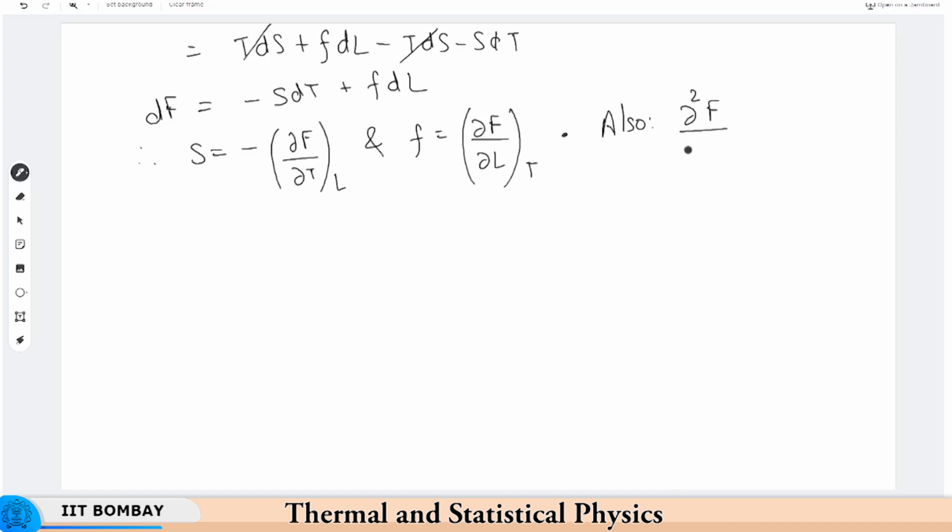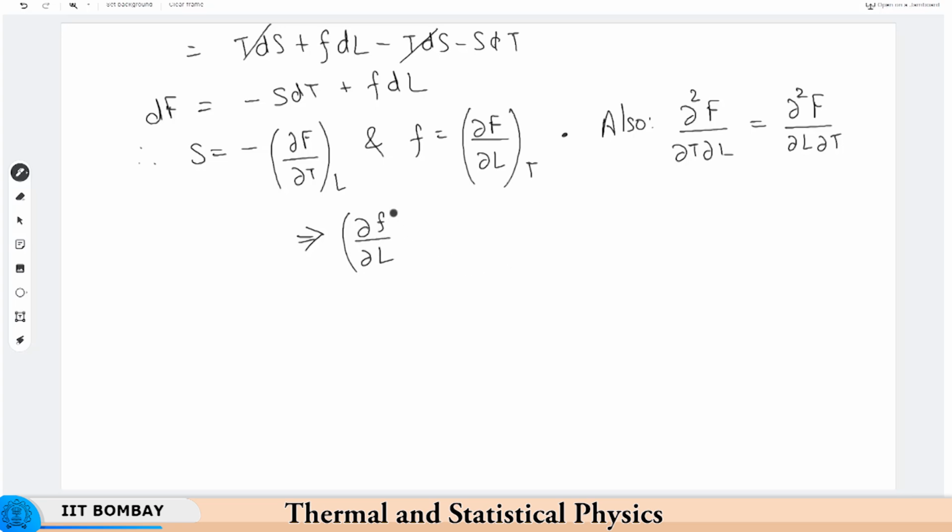the second derivatives with respect to its two natural variables, T and L, are equal: del squared F by del T del L equals del squared F by del L del T. Now I will split this into two. So, this is del by del T of del F by del L. And del F by del L is small f. So from here I can write, similar to how we derived the Maxwell equation, essentially we are deriving the Maxwell equation for this system.